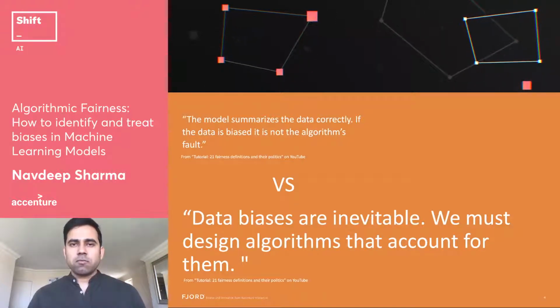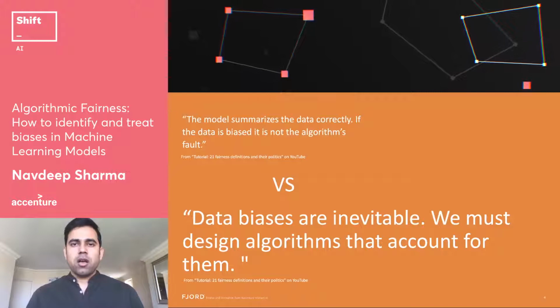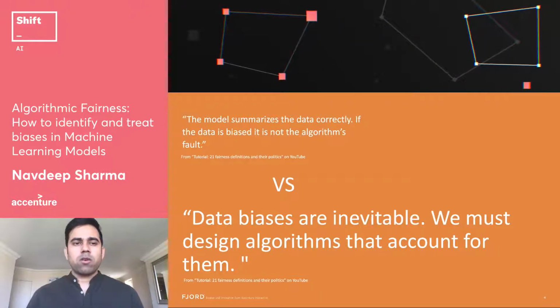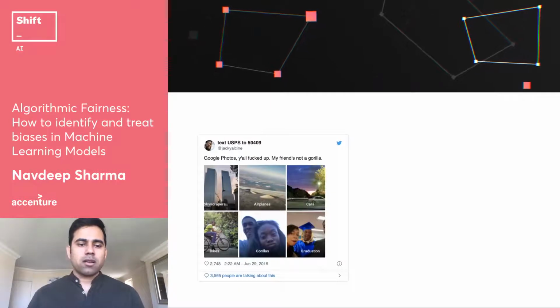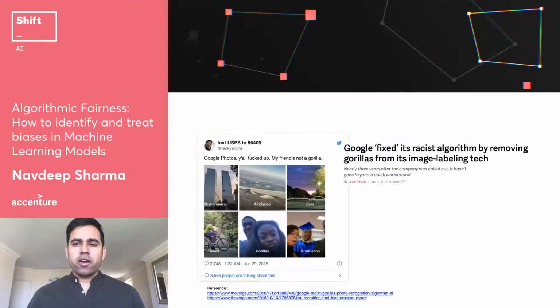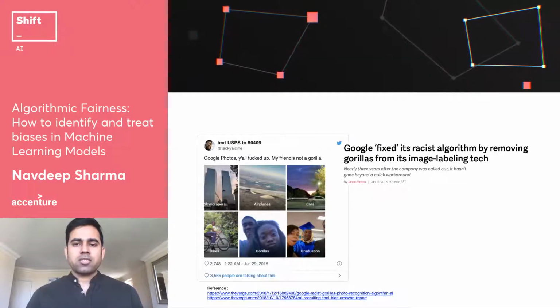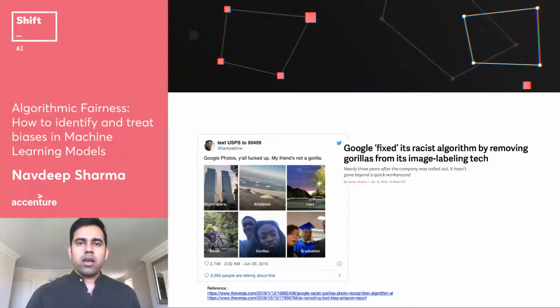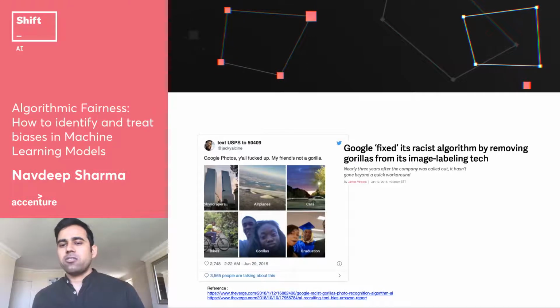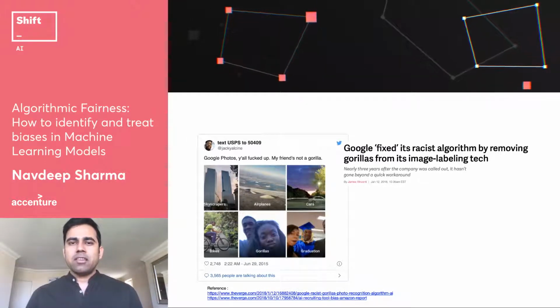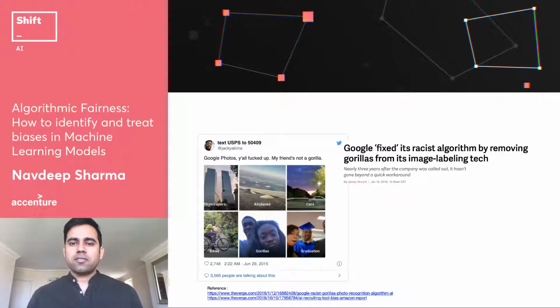Moving forward to show some of the examples which occurred in the past few years. One of the most popular ones was when Google Photos tagged a black woman as a gorilla. Google reportedly fixed it, but the way they fixed it, they had to rule out some of the gorilla or chimpanzee tags from their image labeling technologies. So it gives an example of how deeply the biases are embedded in the data sets.